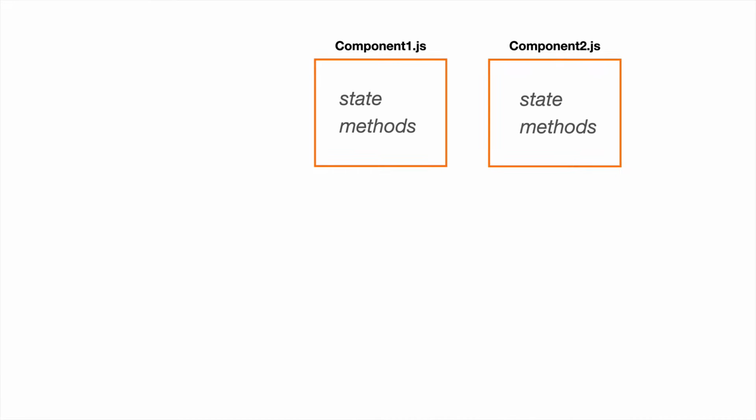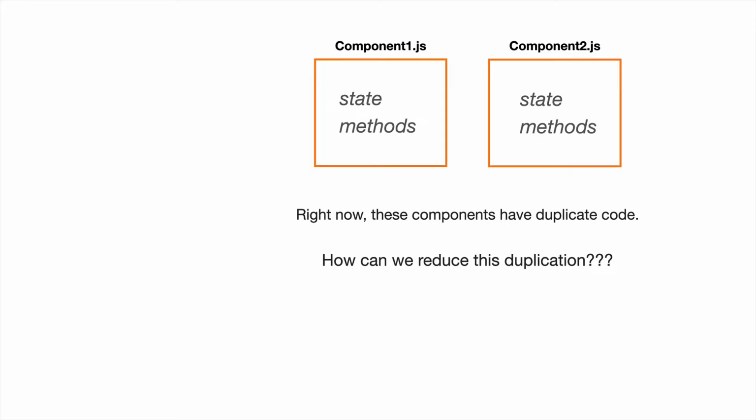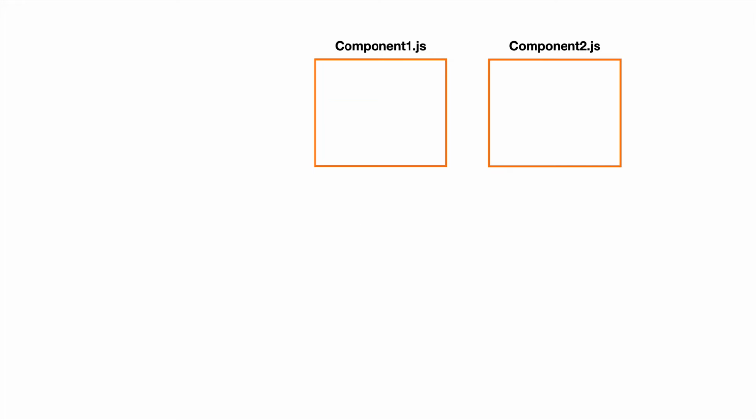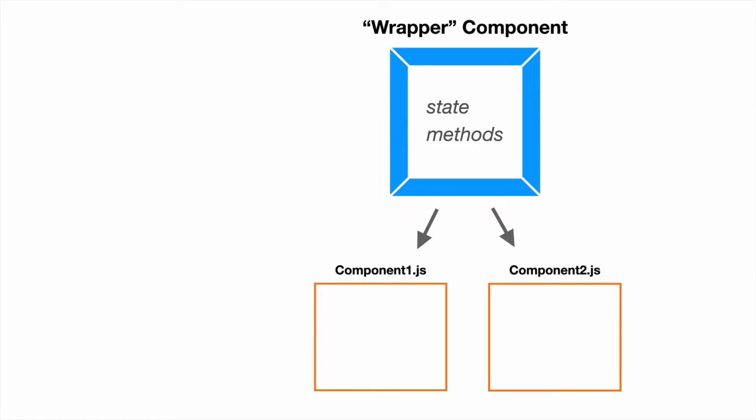So imagine that we have these two components. Here I've just labeled them component 1 and component 2. And let's say that the code in component 2 is essentially a duplicate of the code in component 1. And yeah, this might be totally fine, but how could we improve our code to reduce this duplication, to keep our code dry? Well, what we're going to do is create another component that's going to act as a wrapper. That wrapper component is the one that's going to take the state and the methods that were common to component 1 and component 2, and it's going to feed that state and those methods to both component 1 and component 2, because these components need the state and or the functionality of the wrapper component.